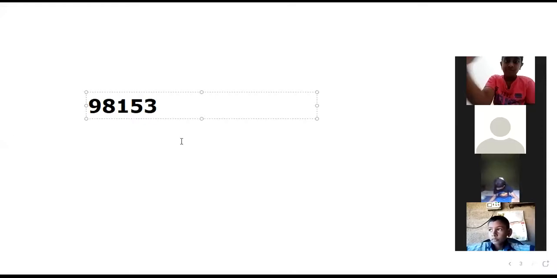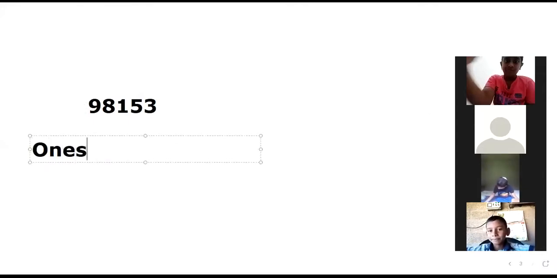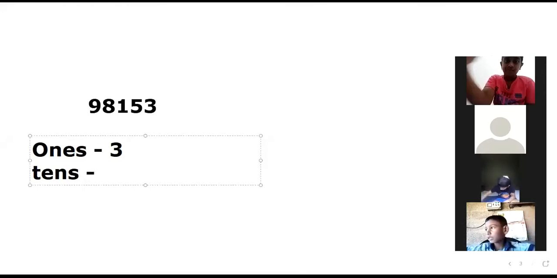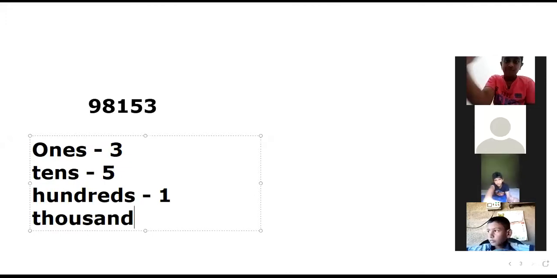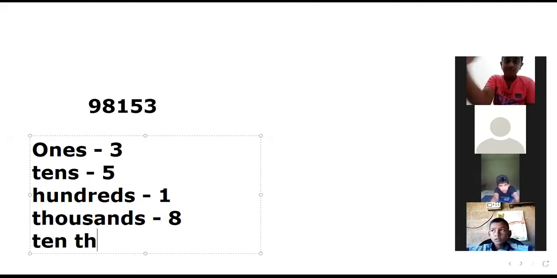At the place of ones, it is 3. Then, at the place of tens, the digit is 5. Then at the place of hundreds, the digit is 1. Then at the place of thousands, the digit is 8. At the place of 10,000s, the digit is 9. Ippo manasilayo?